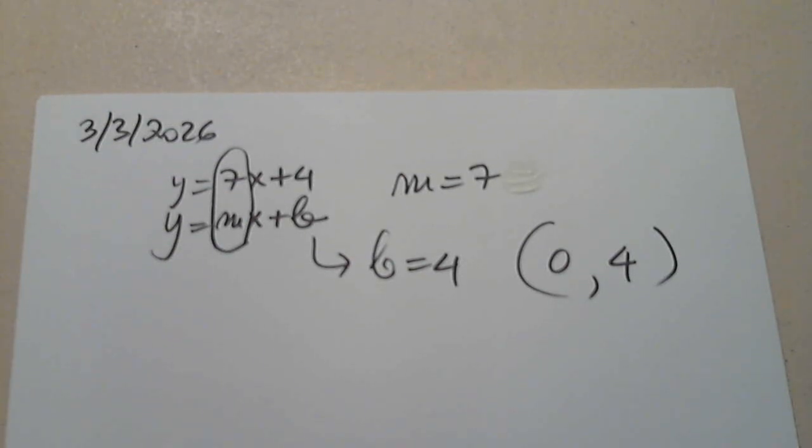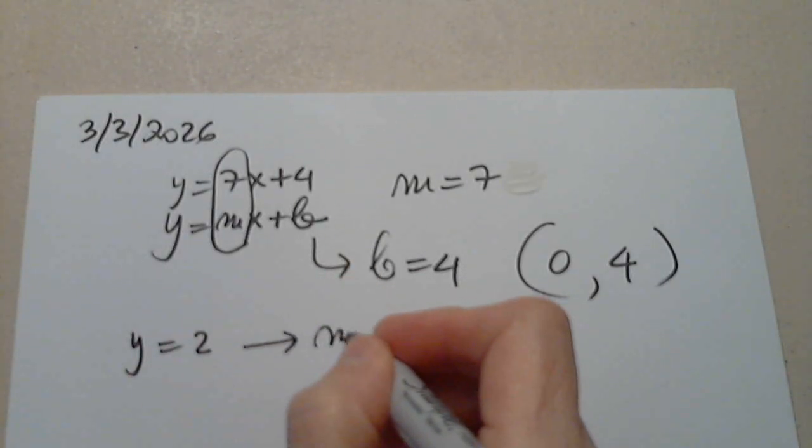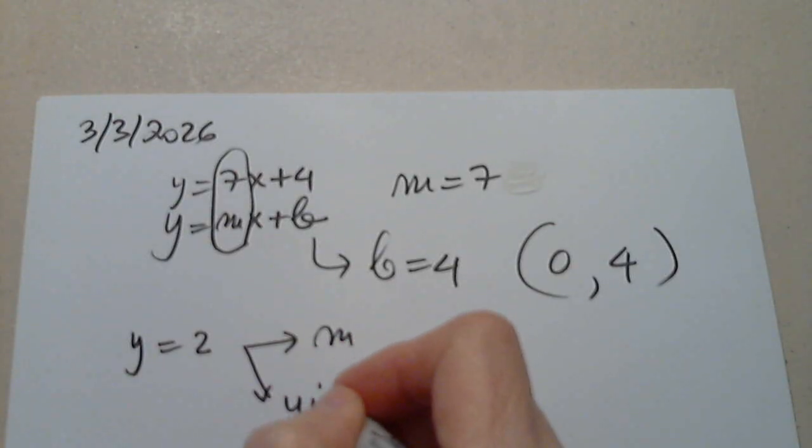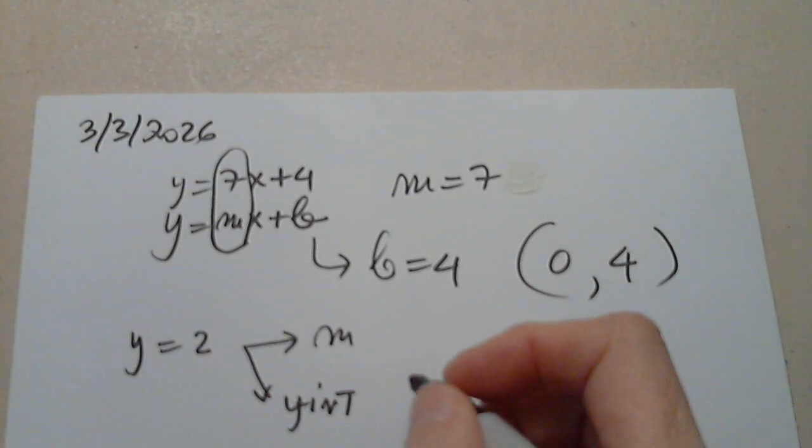Okay, moving on. Good. Find the slope and y-intercept of the line whose equation is y equals 2. What type of equation is y equals 2? We want to find the slope and we want to find the y-intercept. What type of line is it? Horizontal. Yes, it is a horizontal line.